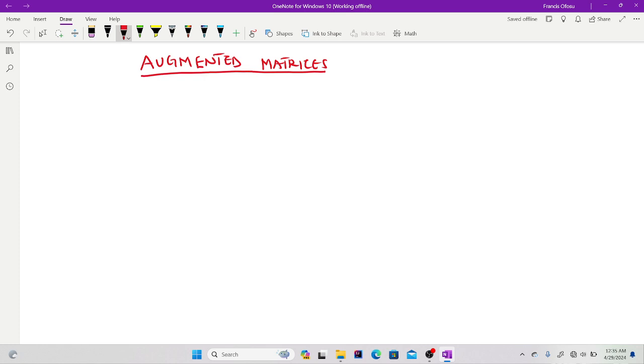Once you hear matrices, you know that a matrix is just a rectangular array of numbers, right? So you have a rectangular shaped bracket like this, and you have some entries, let's say A, B, C, D. So that is a matrix. When you say augmented matrices, it is only associated with systems of equations.